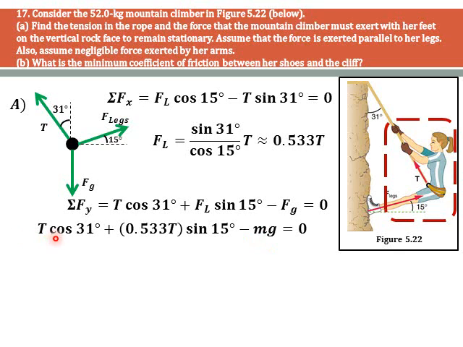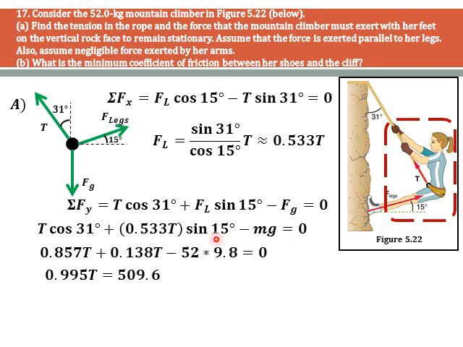Alright, so go ahead and figure this out. We got cosine of 31 degrees, sine of 15 times 0.533, then we add those coefficients together to get our tension, and then we got mass times gravity, which is 52 times 9.8. Take that part to the other side, it's 509.6, and then these two coefficients here added together gives us 0.995. Divide both sides, and we get the tension in the cable is going to be 512.1 newtons.